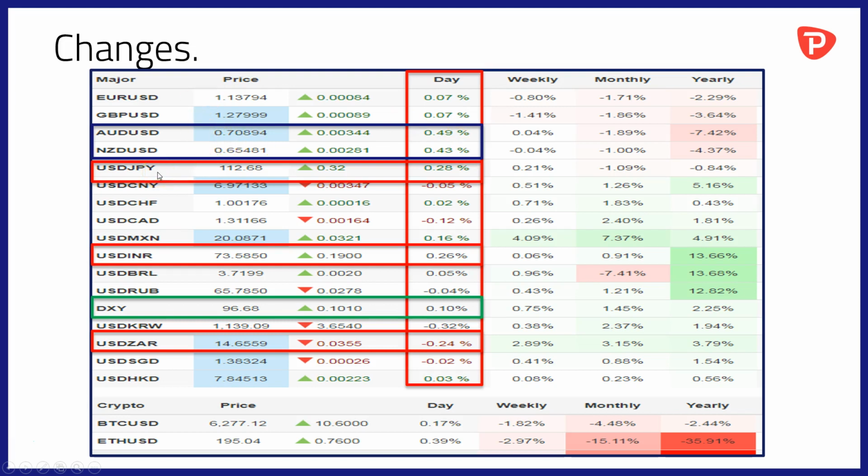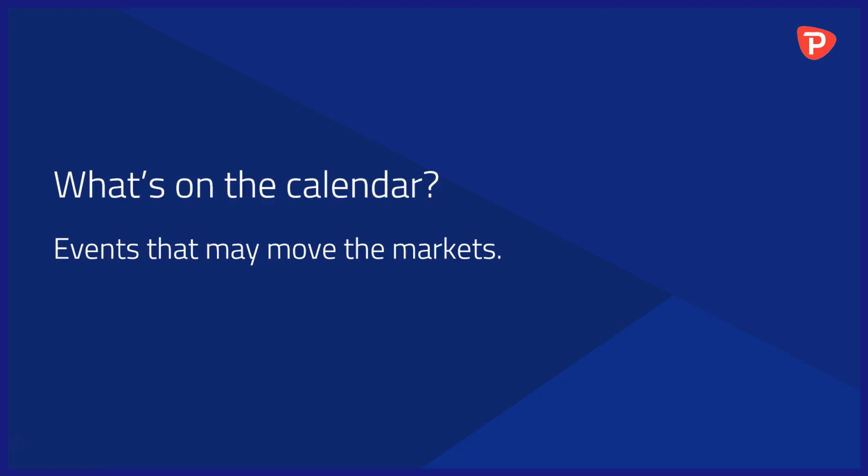The Japanese yen, however, moving in the opposite direction, weakening against the US currency, down by 0.28% to trade at 112.68 shortly before we recorded the video. The Indian rupee was also losing ground, down by another 0.26% against the dollar, as was the South African rand, which fell by a similar amount, or 0.24% against the US currency. Dollar index for its part trading at 96.68 shortly before we recorded the video, gains of around 0.1% over the last 24 hours.